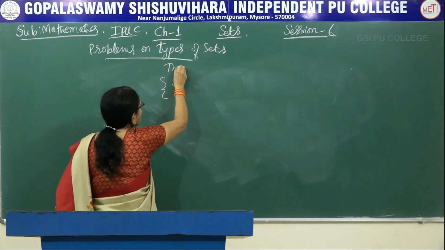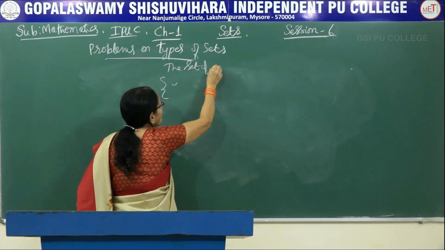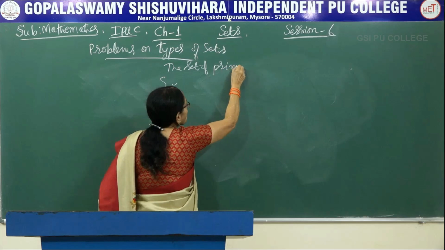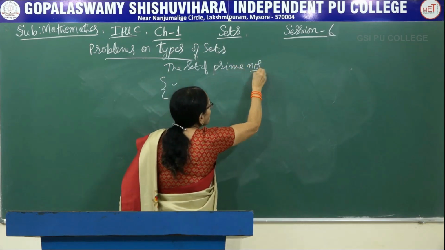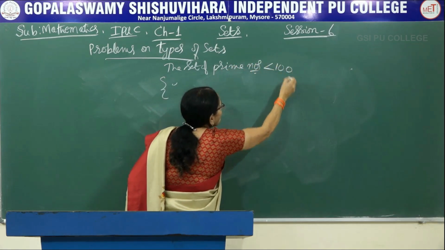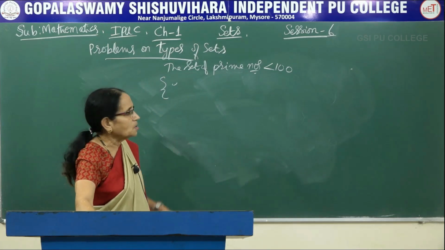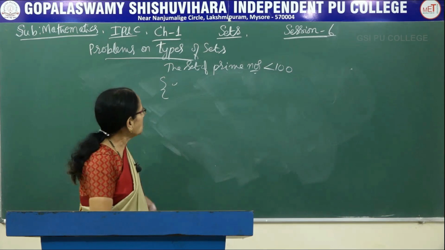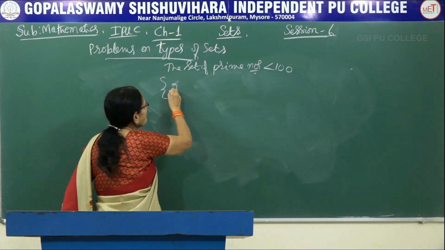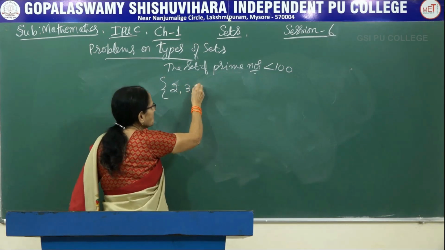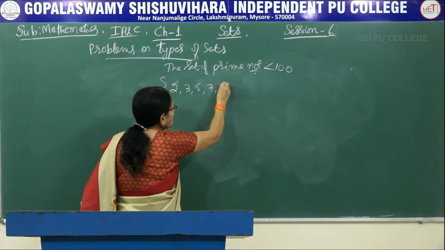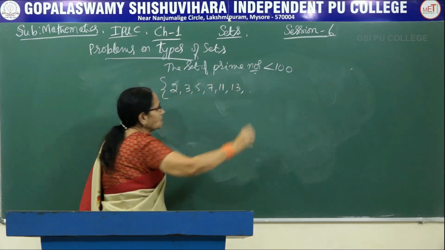The set of prime numbers less than 100. Now, what is the first one? 2. Next is 3, 5, 7, 11, 13, etc.